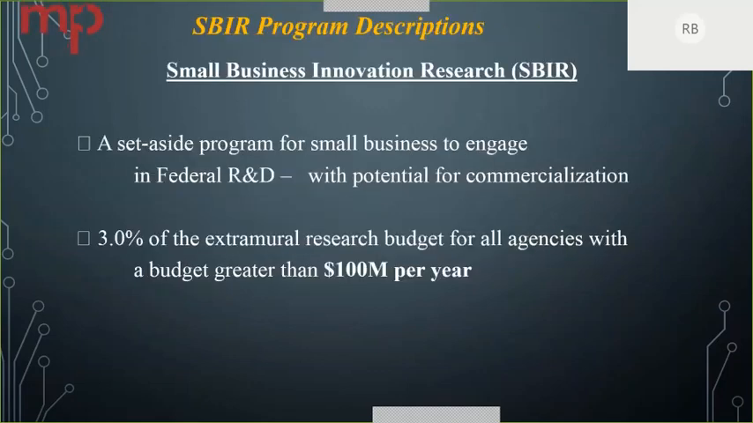Small Business Innovation Research, the description of the SBIR program. It's a set-aside program, as we mentioned before, for small businesses to engage in federal research and development with the potential for commercializing the results of that research. 3% of the extramural research budget for all agencies with a budget greater than $100 million per year. So 3% of their total extramural or research budget goes towards the implementation and the funding of the SBIR program.